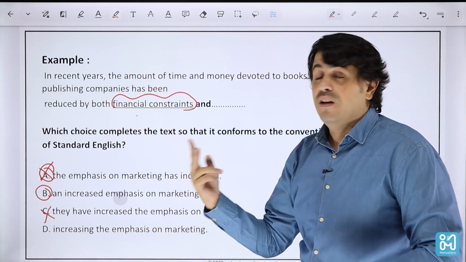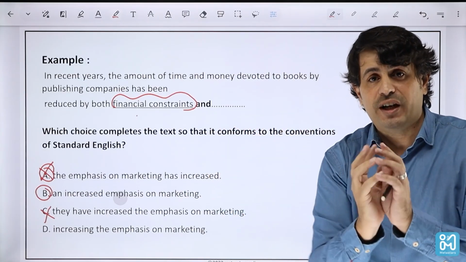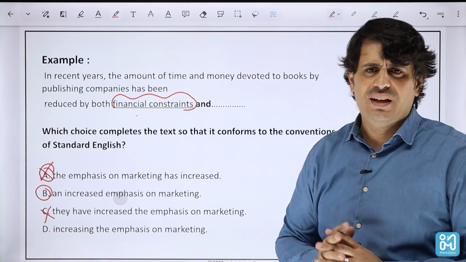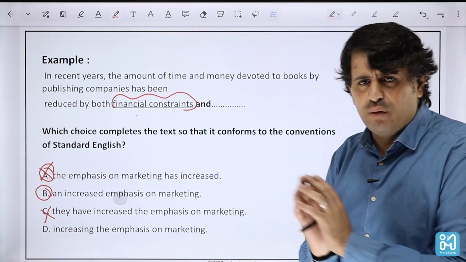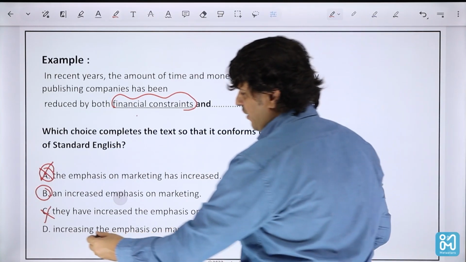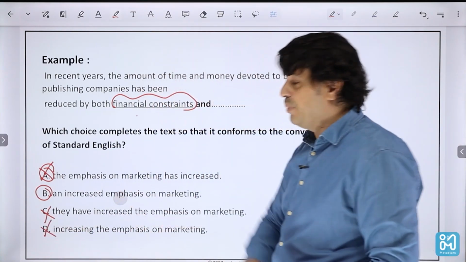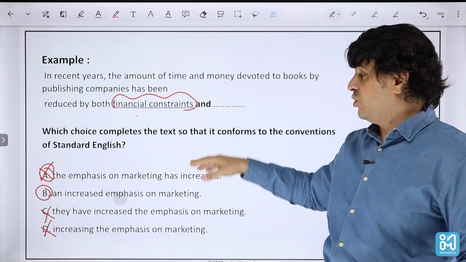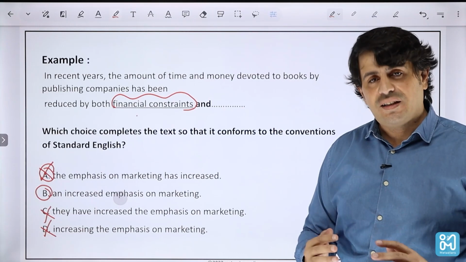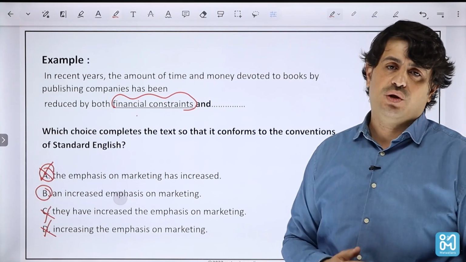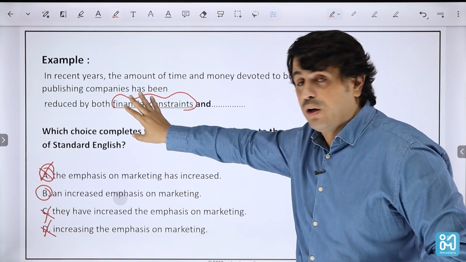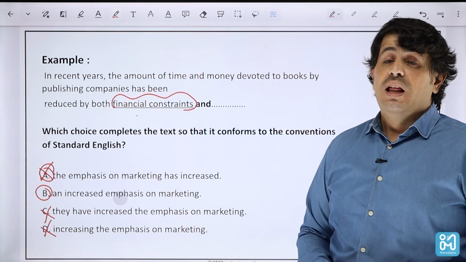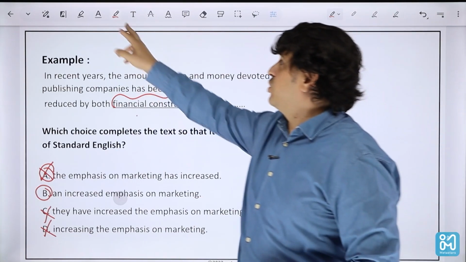It says here "both," a noun phrase, and another group of words that can be represented as a noun phrase. And which one can give me a noun phrase? B. That's the right answer. Why? Because if I say "financial constraints and increased emphasis," that's the best way I can make a parallel structure here, a group of words and a group of words. That's everything for the parallel structure here, guys.